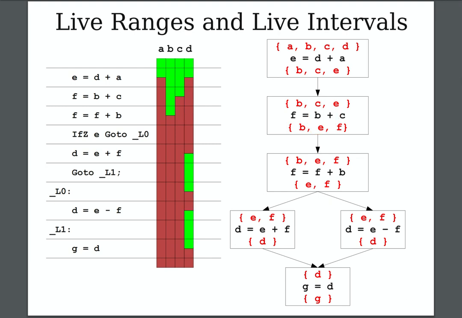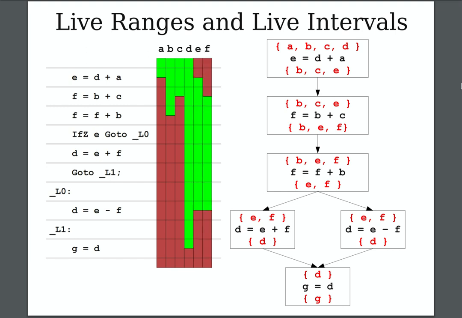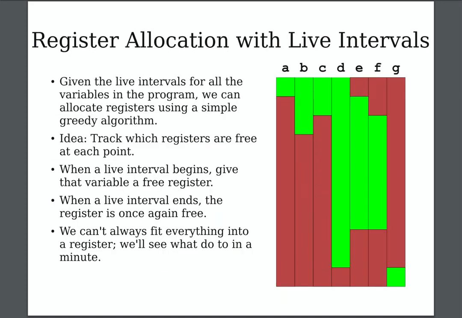D has a live range as shown in green. These are the live ranges. So D is live here, and then it's live again here, but it's dead through here. The live interval would be just joining the beginning and end of these ranges. And similarly, E, F, and G have these live ranges. Okay, so given these live intervals, how can we allocate registers to these?